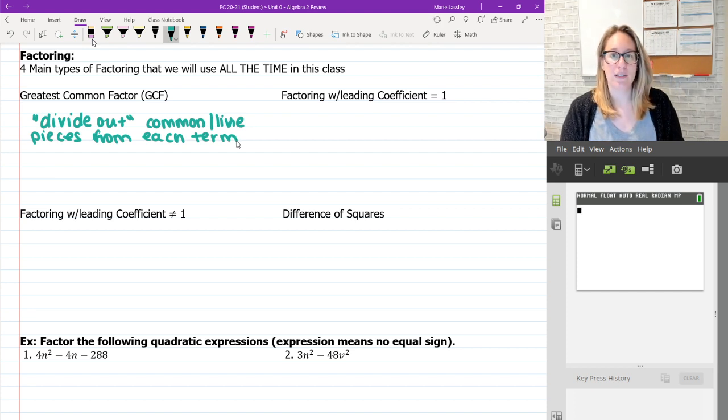Like I said, you're looking for things that are in common. You kind of pull anything that's in common out front, and so you have simplified your expression that you have going on there.